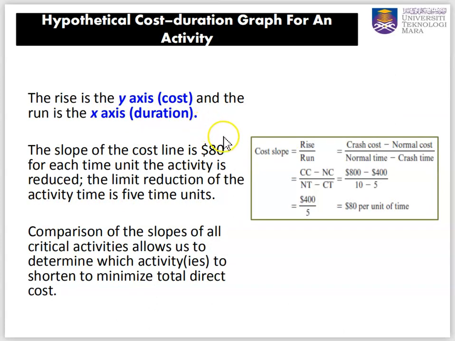The y-axis is the cost, and the x-axis is the duration. So the cost slope is calculated by taking the rise over run, which is the crash cost take away the normal cost, over the normal time take away the crash time. So you will have the cost slope. We can see here the slope of the cost is $80 for each time unit the activity is reduced. Every time the activity is reduced by one unit, the cost will increase by $80.